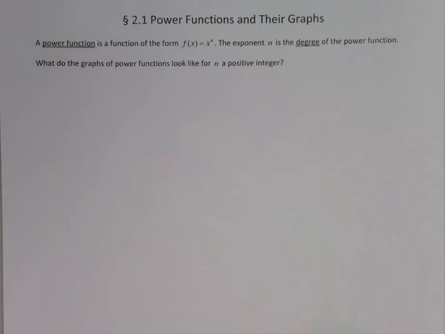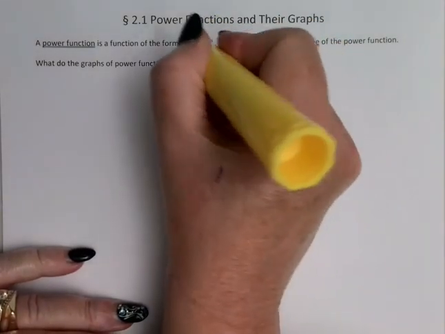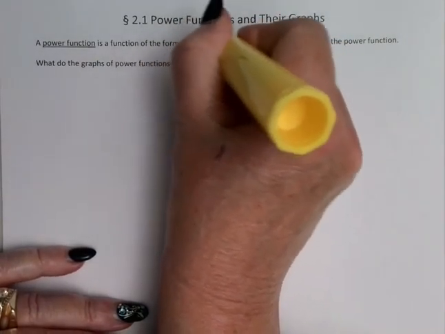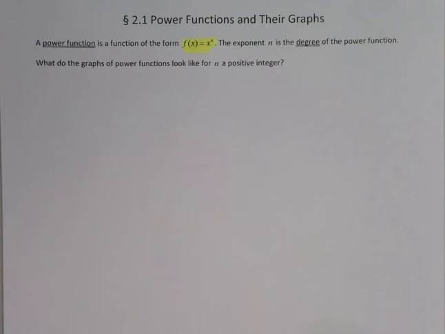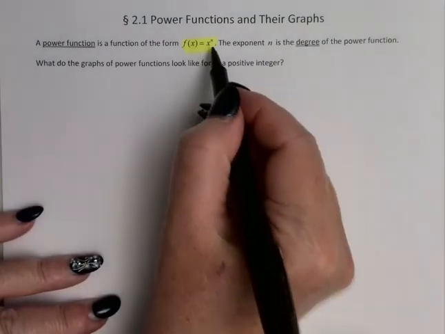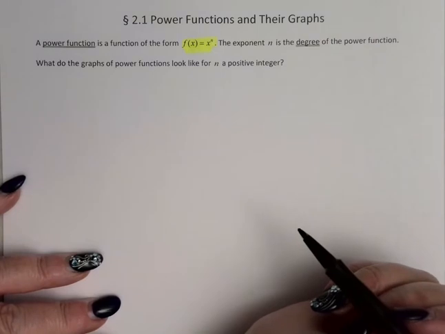This is Math 139, Section 2.1. We're going to talk in this section about power functions. Power functions are functions that have a very specific form: f of x equals x to the n power. The exponent, the n itself, is called the degree of that power function.